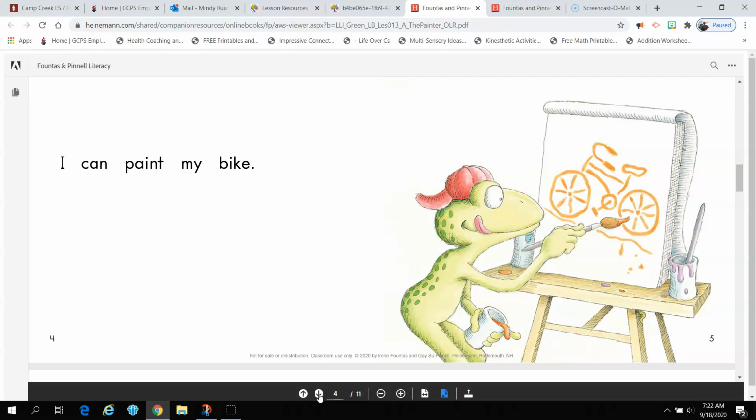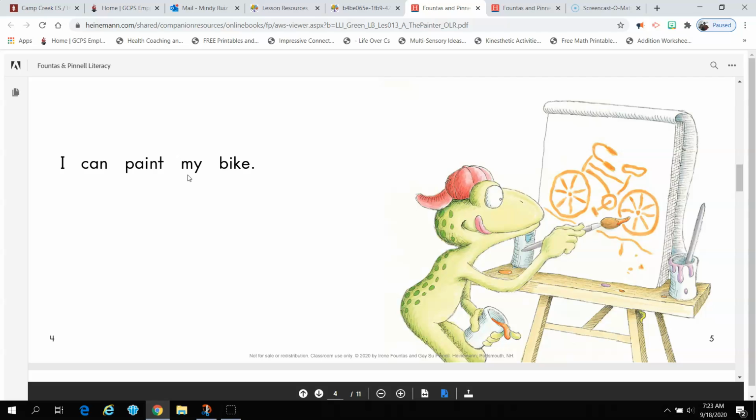All right, now let's look at the next page. What did Froggy paint this time? He painted a bike. So what's he going to say? He's going to say, I can paint my bike. Now, there's another sight word here that we're going to be working on, and it is also on every page. It's the word my. Now, my, what sound does my start with?